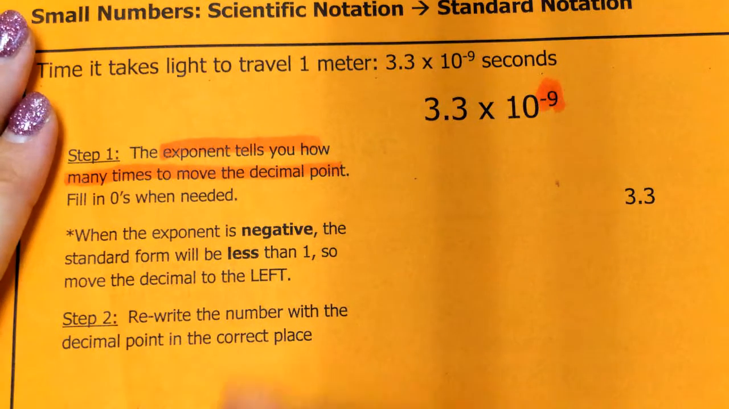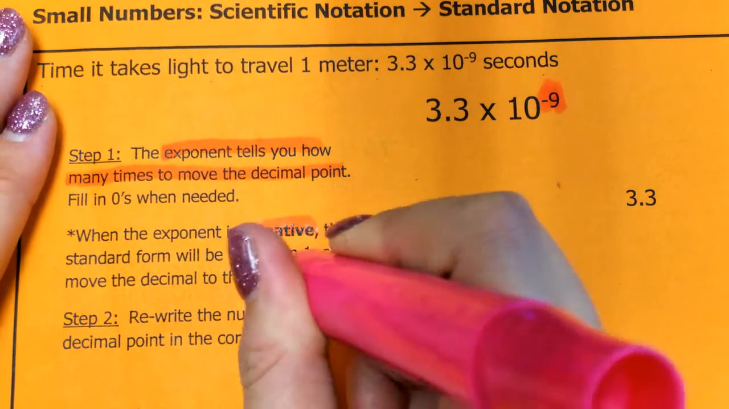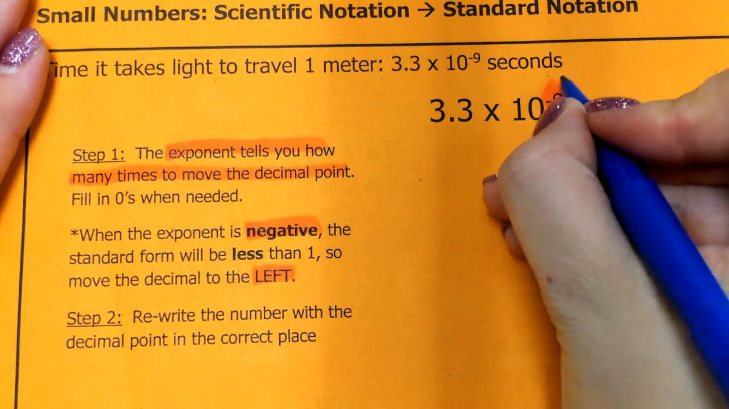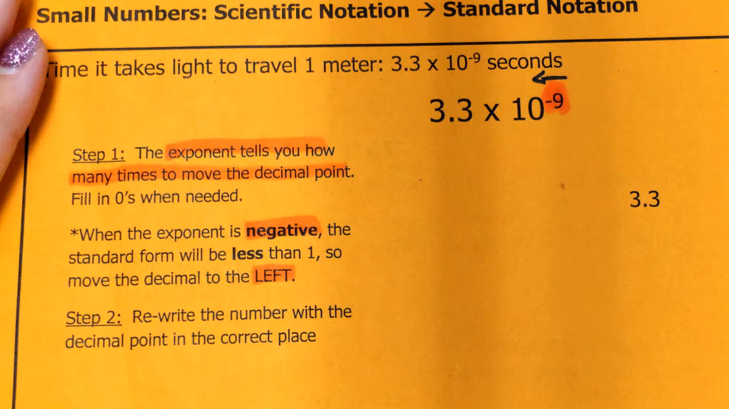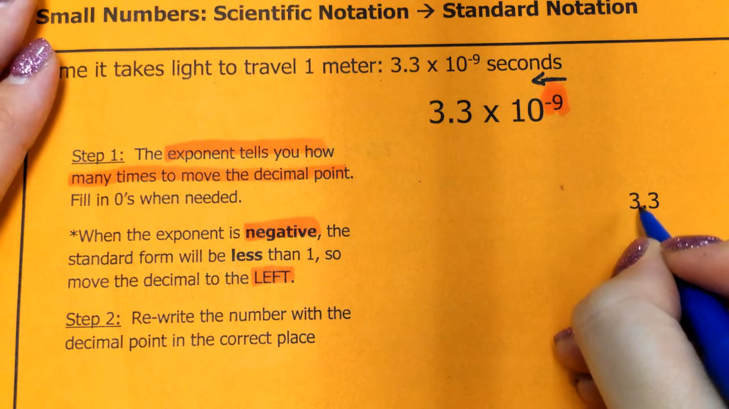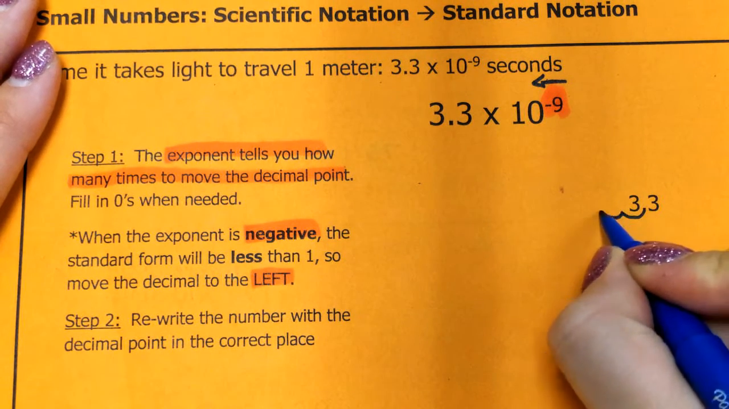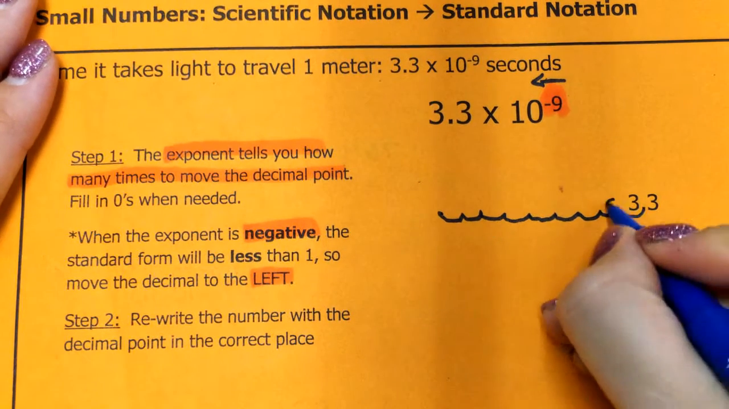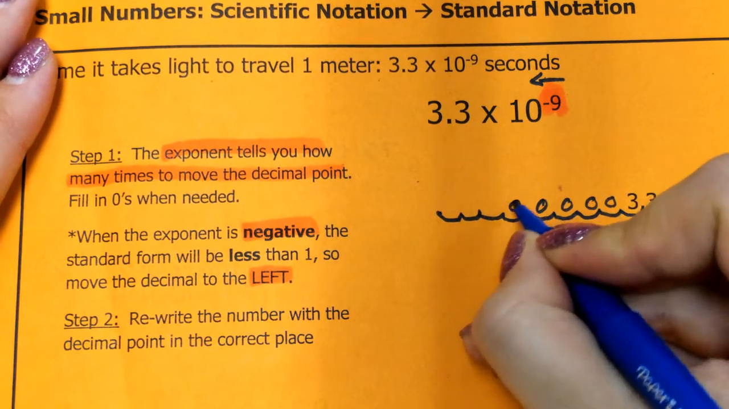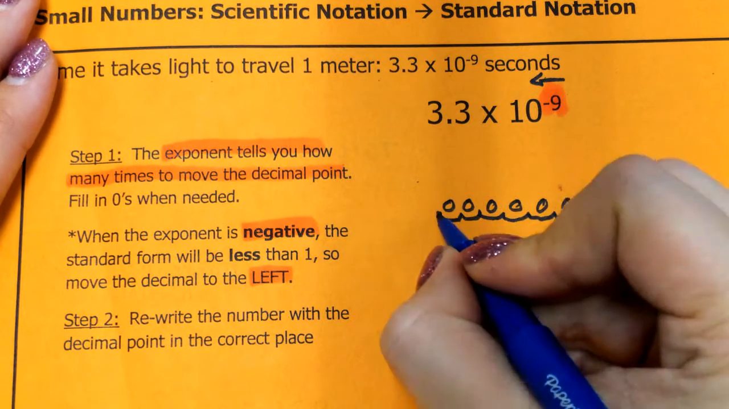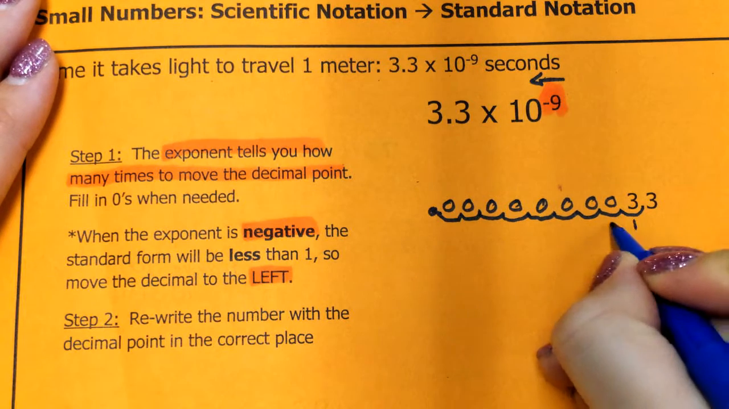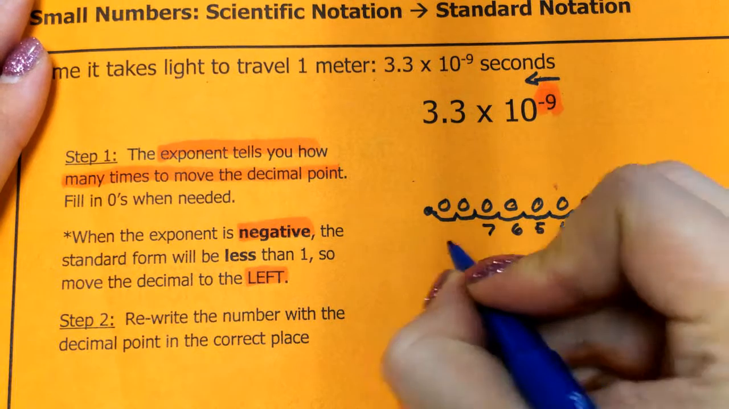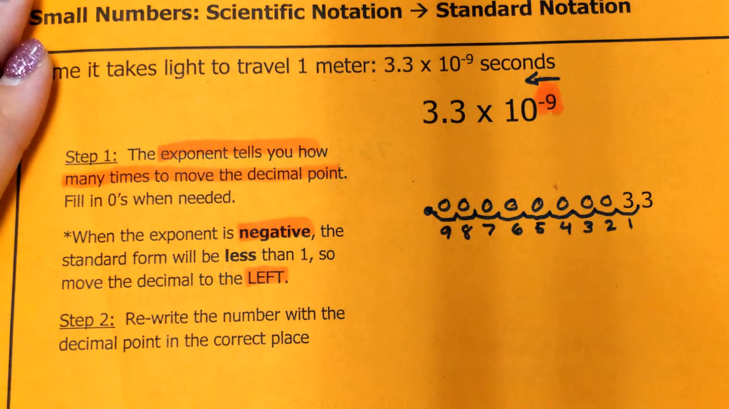The other thing that's important here is if the exponent is negative, I'm now going to move to the left. So if you think about getting more negative on the number line, you're always going to the left. So I'm going to take this decimal and move it 9 times to the left. 3, 4, 5, 6, 7, 8, 9. Had some zeros. And my decimal point's over here. So here I moved it 9 spaces to the left.